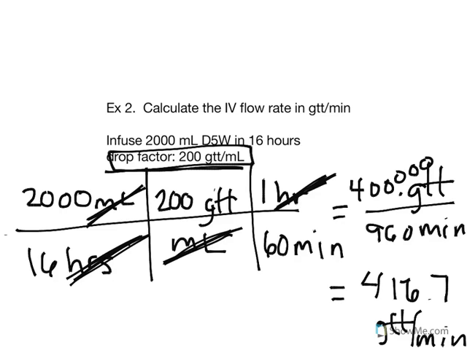Now, if you have a machine that can use the decimal numbers, 416.7 drops per minute is more accurate than rounding the whole number to 417. But if we needed a whole number setting, we would round up to 417 drops per minute.